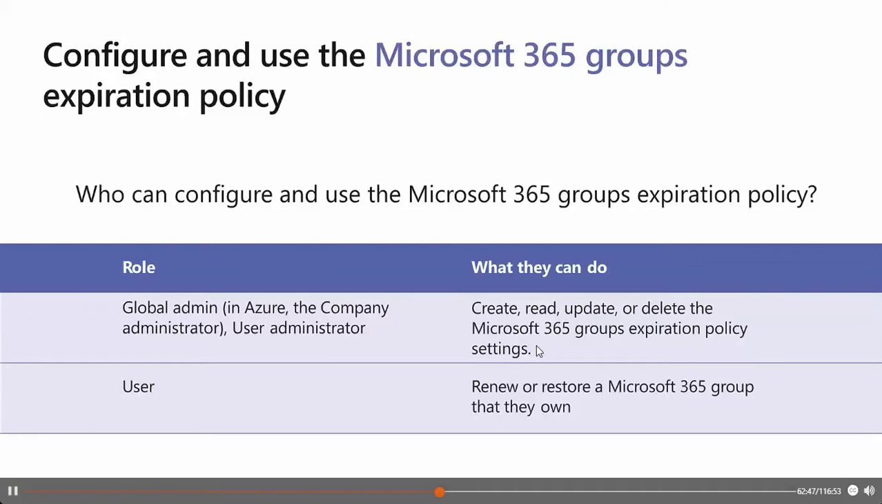To configure the Microsoft 365 group expiration policy, you need to have a specific role. Basically the global administrator role in Azure, the company administrator or the user administrator. They're allowed to create, read, update or delete the Microsoft 365 group expiration policy settings. The user itself is just allowed to renew or restore a Microsoft 365 group with their own capabilities.